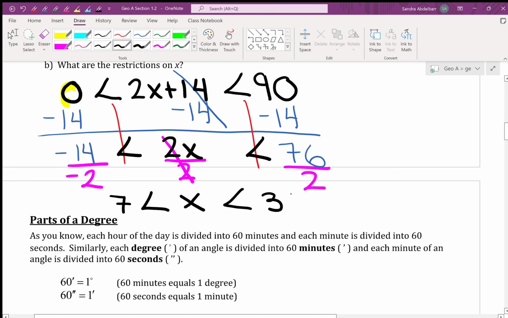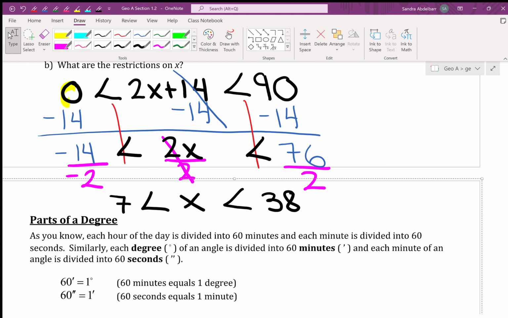Yes, Sean? Why do we divide negative 14 by negative 2? Did you understand why we subtracted the 14? Yeah. Okay, so ignore the 90. If it was just 0 equals 2x plus 14, right? You would subtract the 14, and then wouldn't you have to divide by 2?